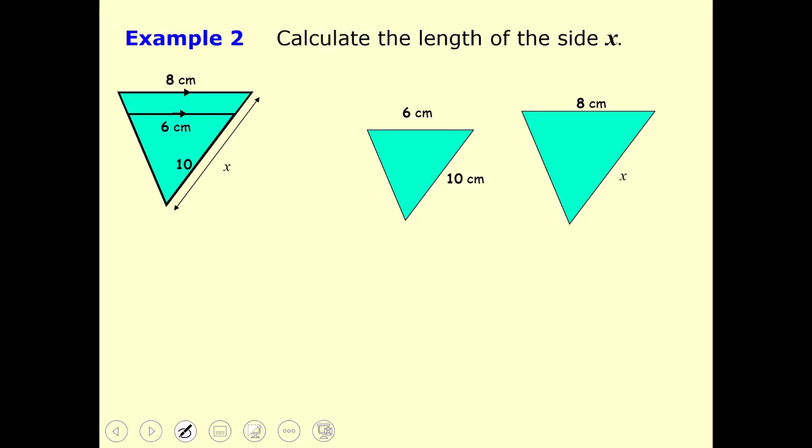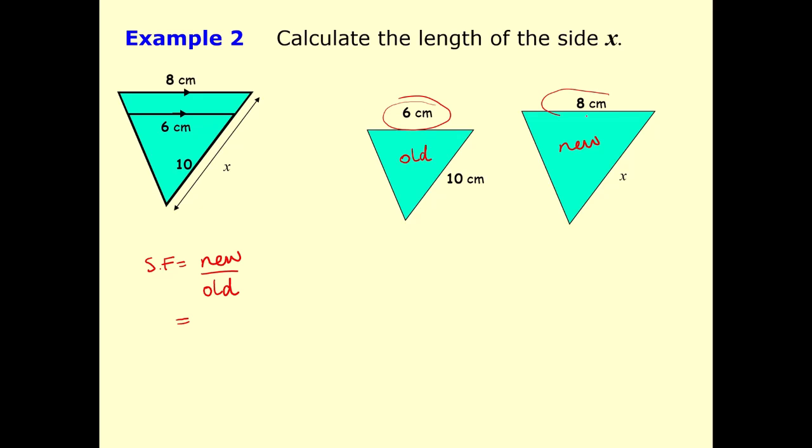Just as before, I'm going to label our triangle that's got side x on it as our new shape, and our smaller one in this case is going to be our old. Same process as the other examples. Scale factor equals new over old. We need to find our two corresponding sides. In this case it's 6 and 8. So we have 8 divided by 6, and we can simplify that to become 4 over 3.